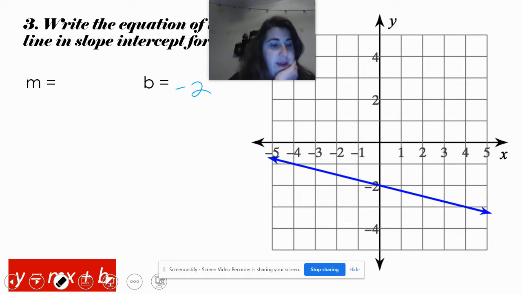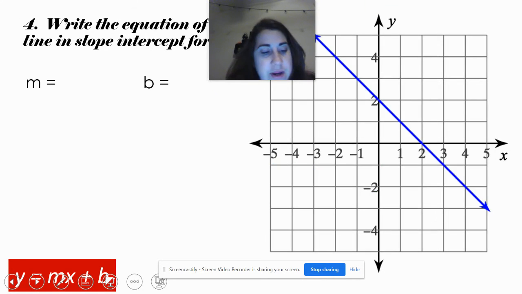Okay, now I need to find my slope. So I need to find 2 perfect points. Where is a perfect point? It's where you can see like a little plus sign and that blue line crosses it. So this is going to be a point. Where's another one? Right here. The gray lines in the background fit perfectly on that blue one.